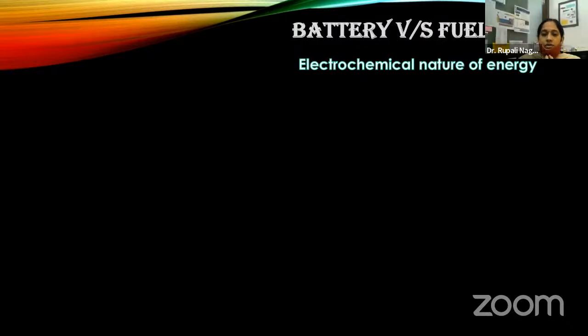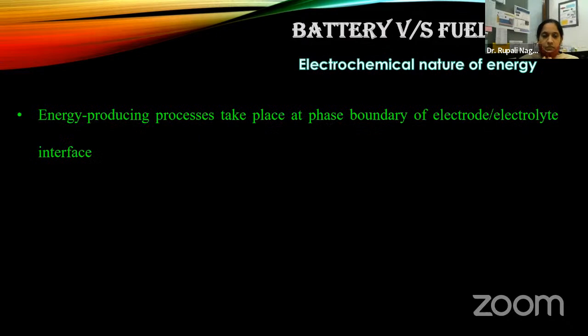So in both these devices, we are talking about the electrochemical nature of energy. So the energy production processes are taking place at the phase boundary of electrode and electrolyte in both the cases. Then we are talking about electron and ion transport in both of them, but both of them are happening along different paths.